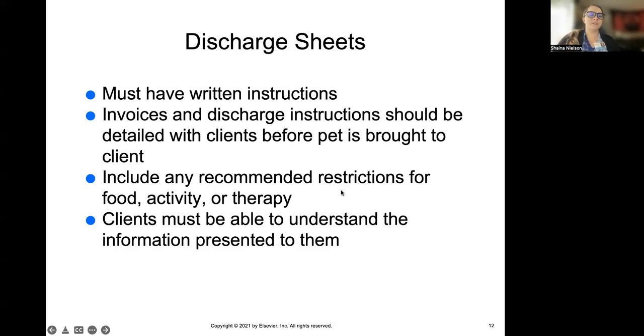Especially for the restrictions for the patients. And tying into that informed consent, we need to make sure that the clients are understanding this information, that they're not just, oh yeah, okay, and then they're going to go home and freak out because they have no idea what to do. I want to walk them through step by step, asking them if they have any questions. We might even do a medication demonstration. So I might take the oral medication that's going home with them and show them how to pill their pet or show them the pill pockets. I want to get them as set up as possible so that they don't feel like they're going to go home and freak out, because it can be a lot for people.